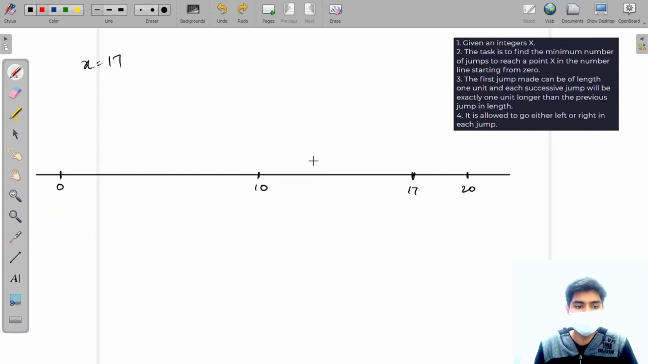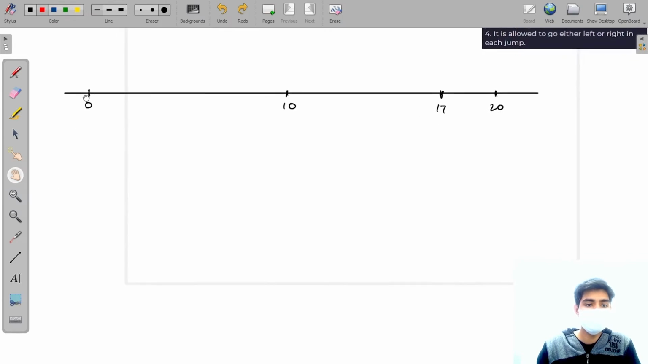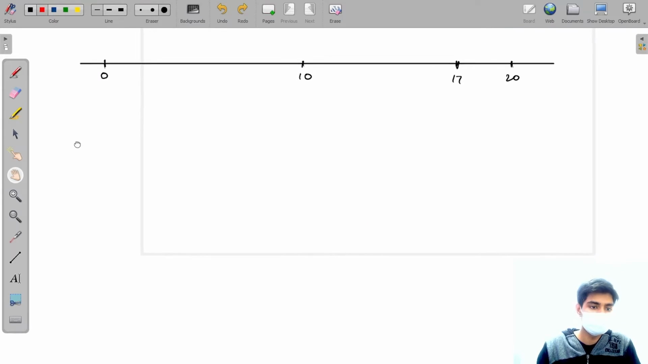So we have to take jumps like this in such a way that I reach my destination. I have to take a jump of plus 1, then a jump of plus 2, a jump of plus 3, and a jump of plus 4 and so on, and I have to reach this 17. I have to reach this destination. So how am I going to solve this question? What is going to be the approach for this question? How are we going to solve this?